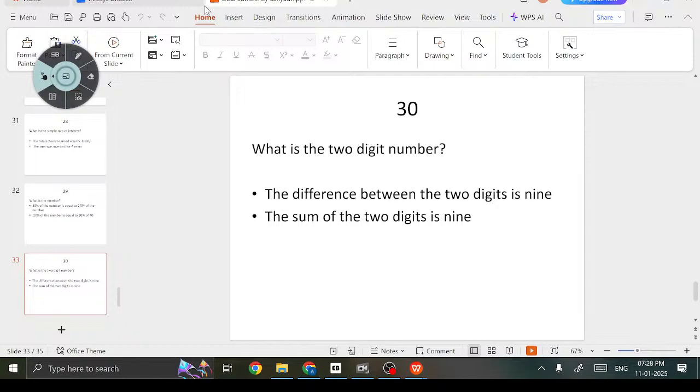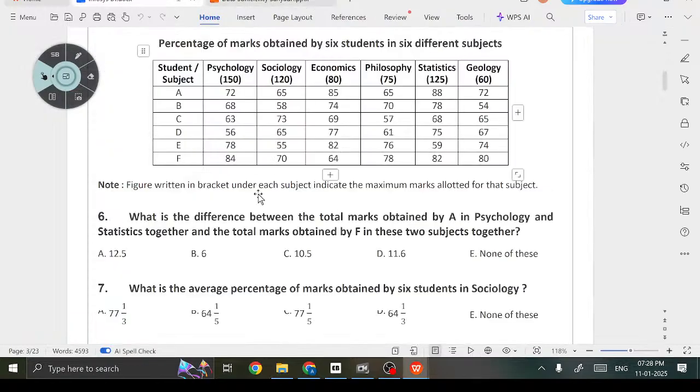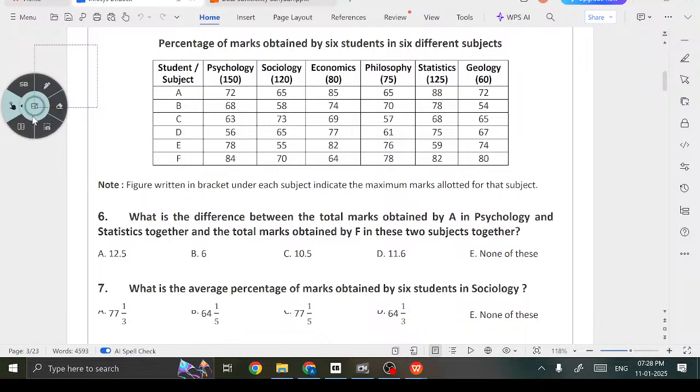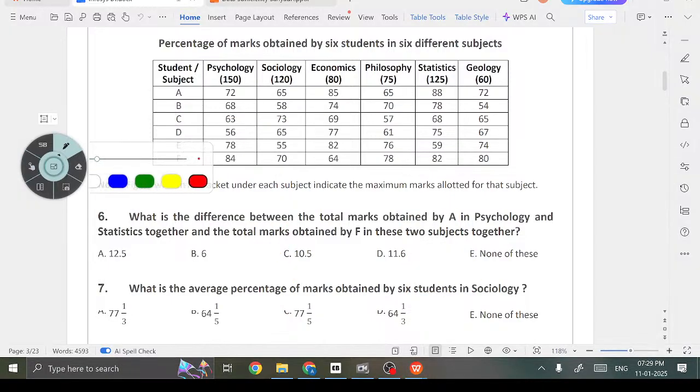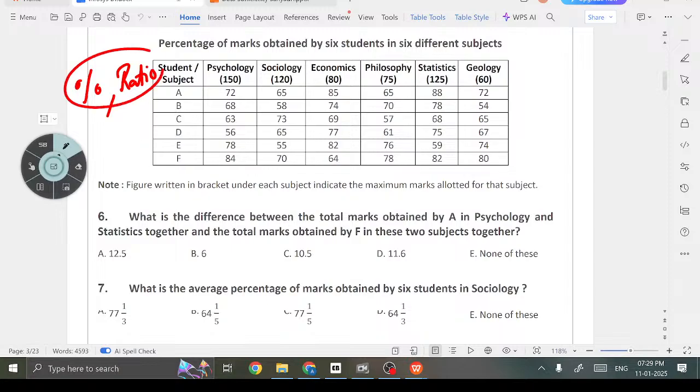So this is done. We will do some questions on data interpretation also. In data interpretation, you get questions based on percentages and ratios. These are the two common types of questions you get, and they are very important for data interpretation. Let's solve at least some questions and see how it goes.